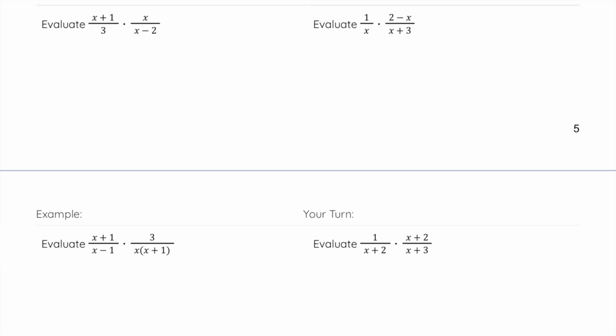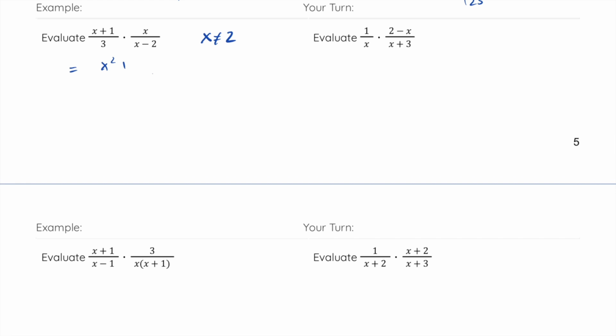So now we're going to look at examples when we have binomials in the numerator and denominator. And again, we have to include anything that will make it undefined. So we have to say that x cannot equal 2. So now we can multiply the numerator and denominator. We have to distribute it. So we end up with x squared plus x all over 3x minus 6. So pause the video, try the one on the right.